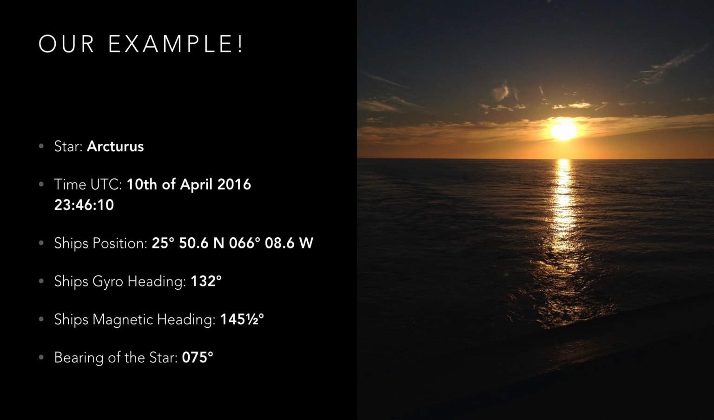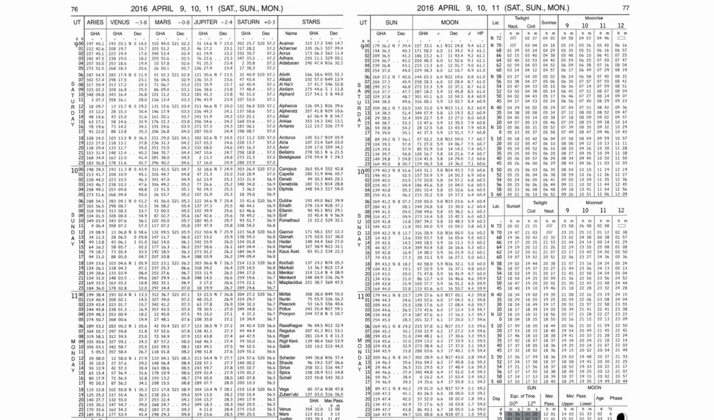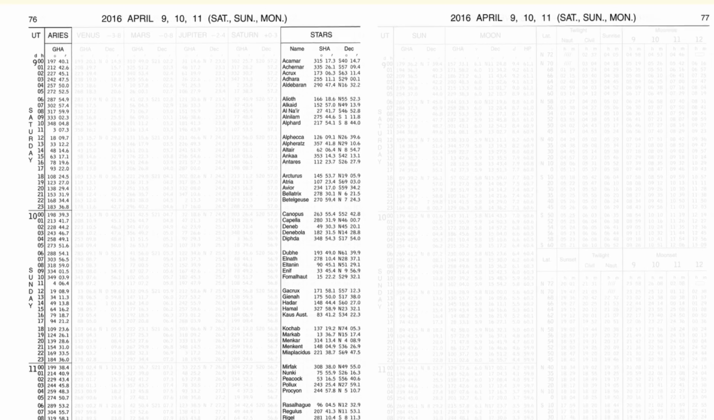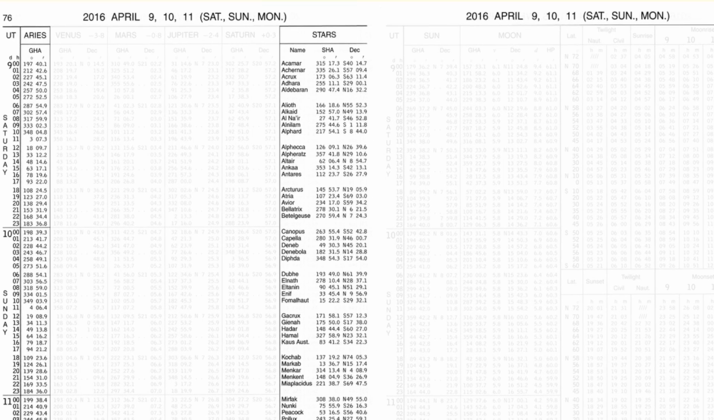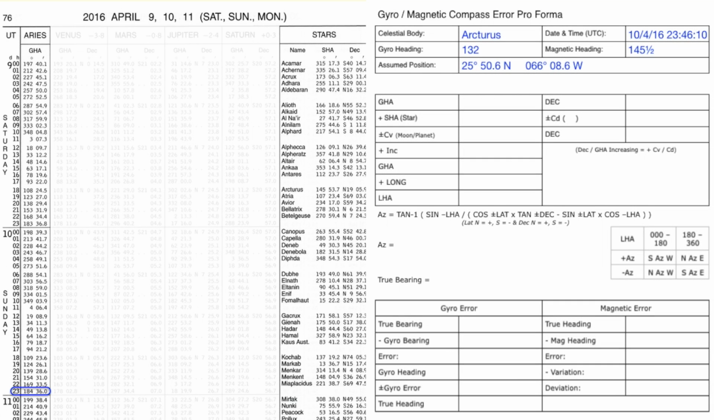Now we have to pull out our nautical almanac and turn to the appropriate daily page. As we're doing our calculation for the 10th of April, we find its page in the almanac. On the left-hand page, we have two columns that we require information from. Firstly, we take the Greenwich hour angle for Aries for the hour we require. In this case, 2300, where the value is 184 degrees and 36.0 minutes. We enter this into the first GHA box on our proforma.